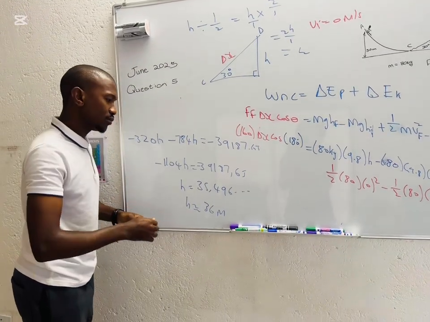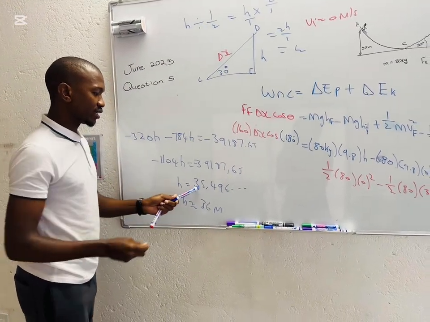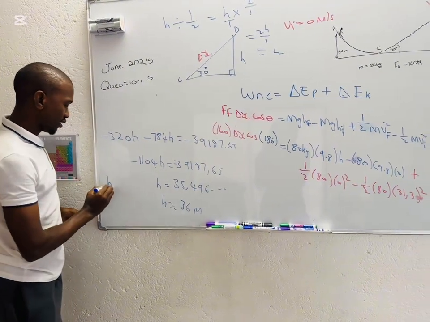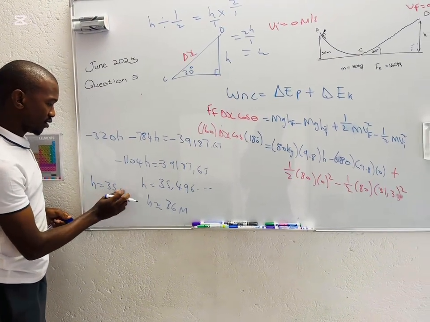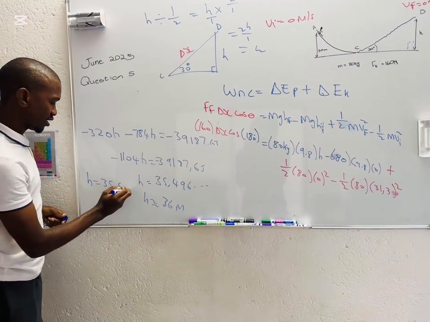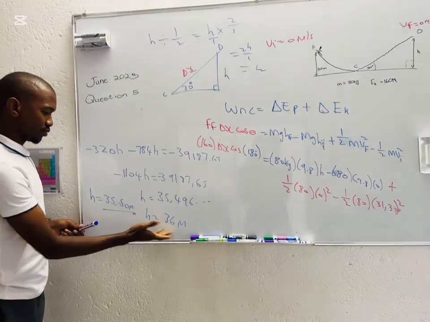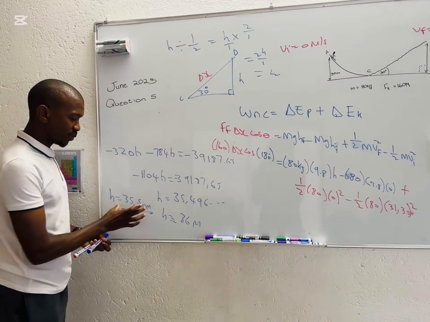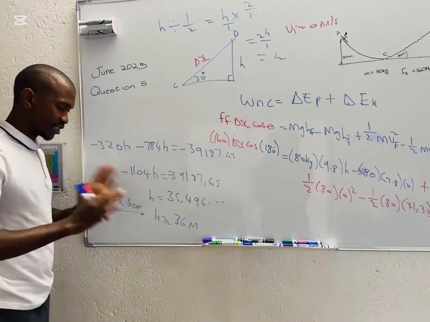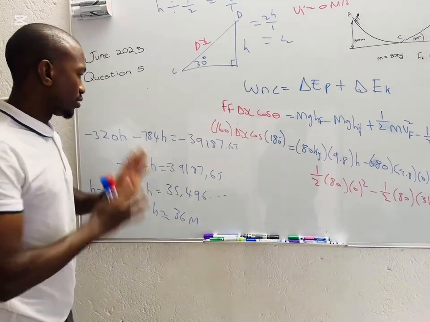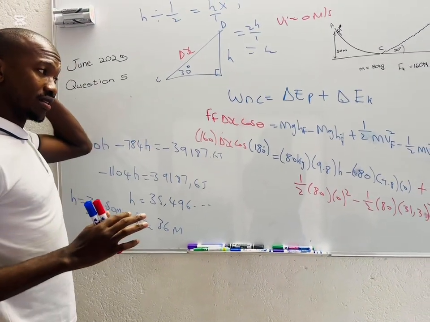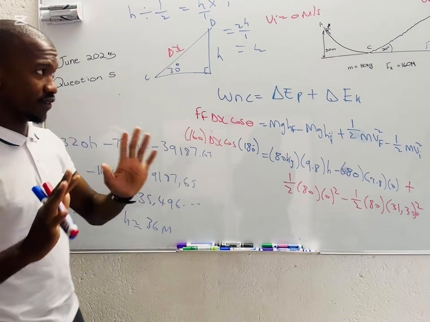But in 2 decimal places, you can just leave it as 35,50 meters. So these are basically your answers. In 2 decimal places it is this. If you are just rounding off, sure. So this is basically how you must determine the height given to you.